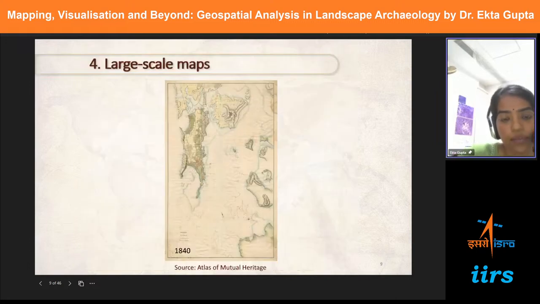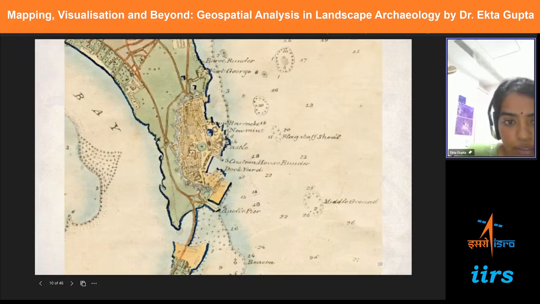Then we have large scale maps, which cover a smaller area but in great detail. So again, this is an example of Bombay Fort and its surroundings, and you can see the coast depicted very well in this map. Also, some of the coastal features like shoals are mapped in quite some detail. So these can be useful in understanding if a shoreline has changed or not, and its relation with the site.